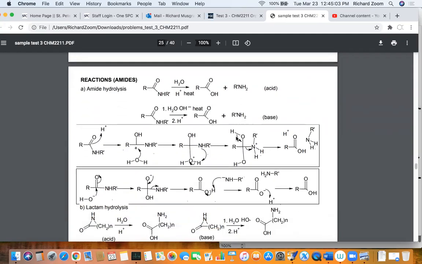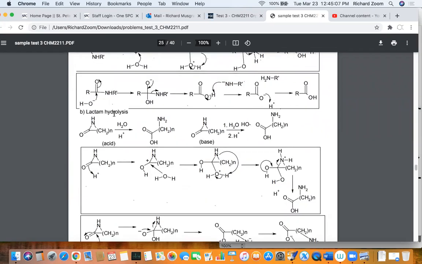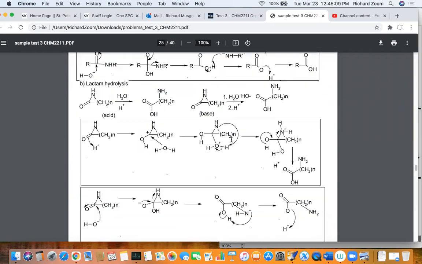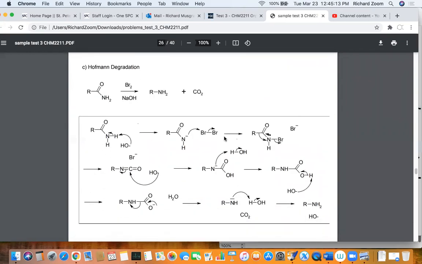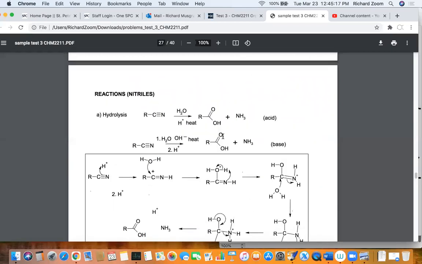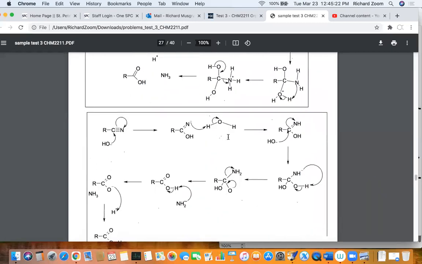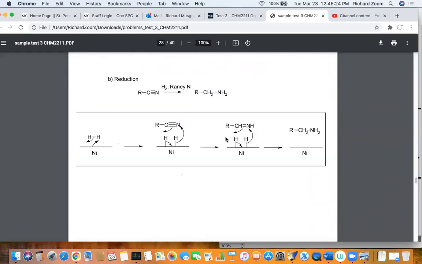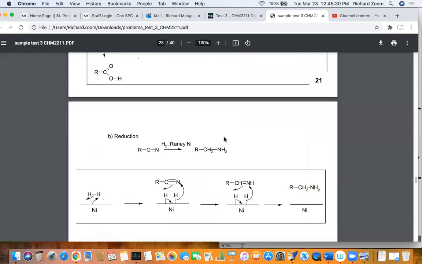Reaction with amides, acid and base, it's already marked. Lactam hydrolysis, acid and base, they're already marked. Hofmann degradation is other, O. Reactions of nitriles, acid and base, is already marked. Reduction with Raney nickel, that is other. That's it. So that's all of them.